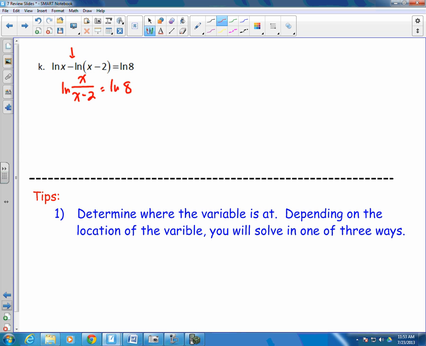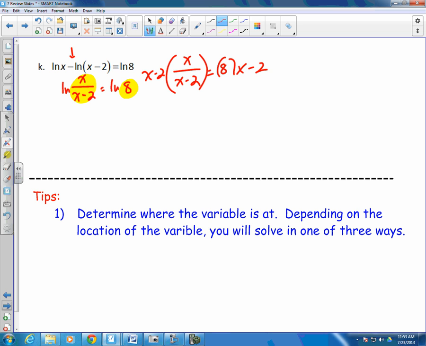And at this point, you're like, well, I got ln of x over x minus 2 equals ln of 8. Well, that should be pretty easy because this should just equal that. If they're both inside the ln, that's how I'm going to solve it. So x over x minus 2 equals 8. Multiply both sides by x minus 2 to get rid of it down here. I get that x equals 8x minus 16.